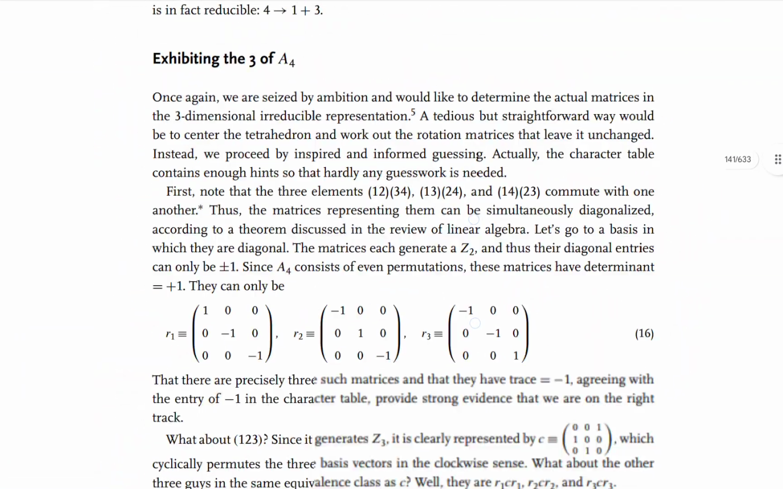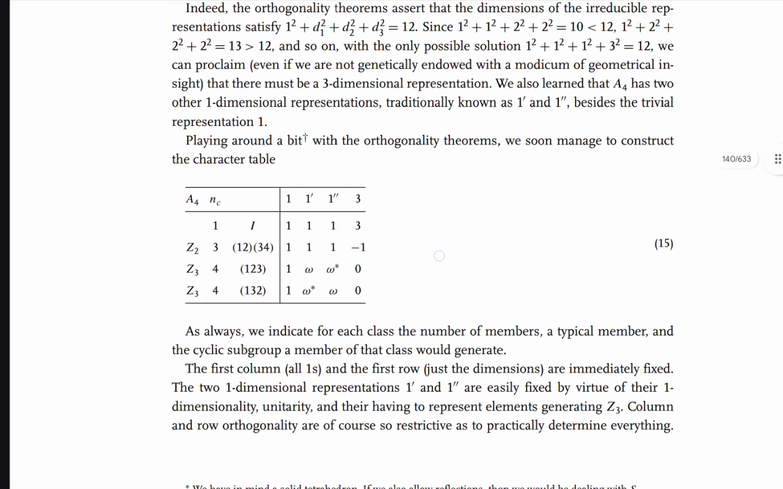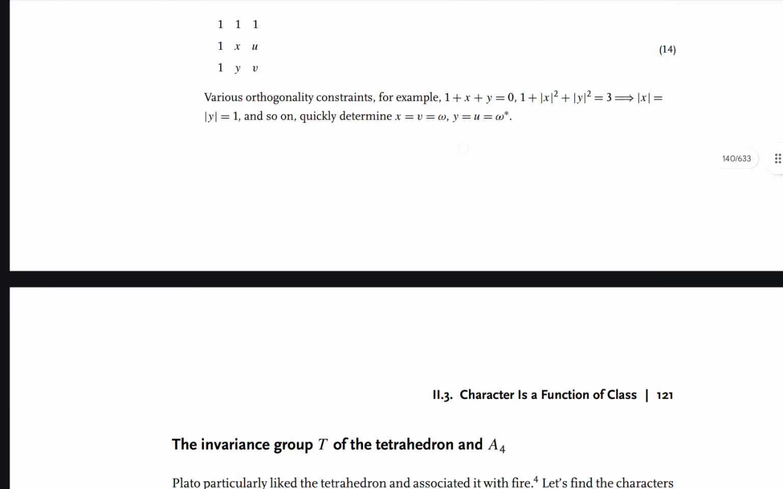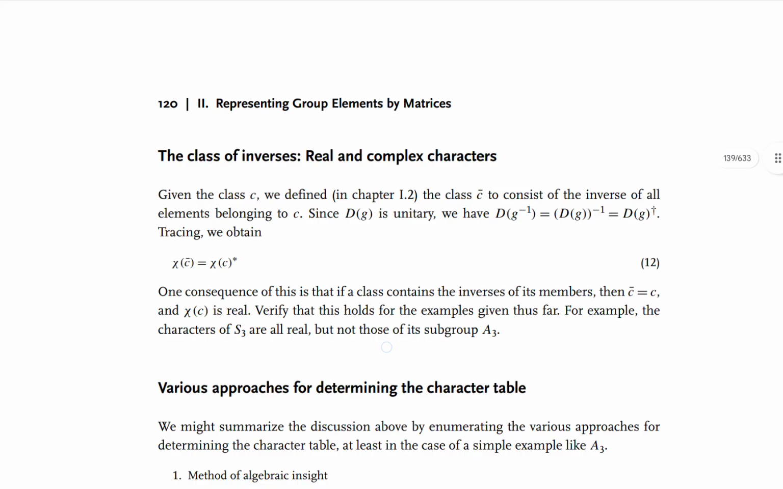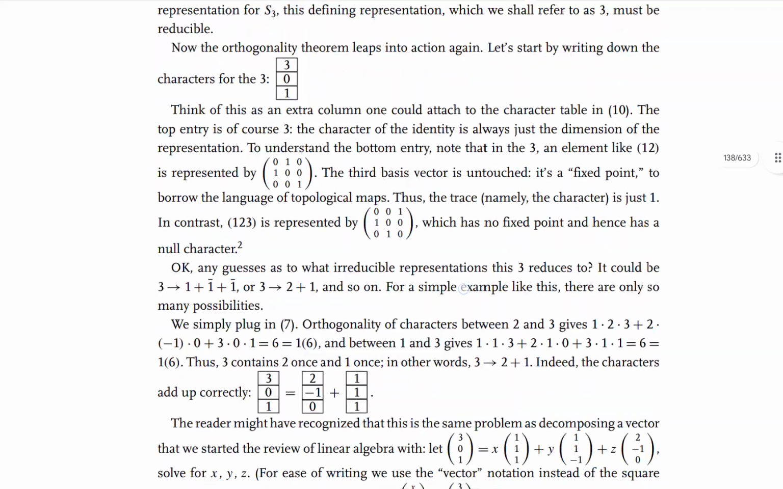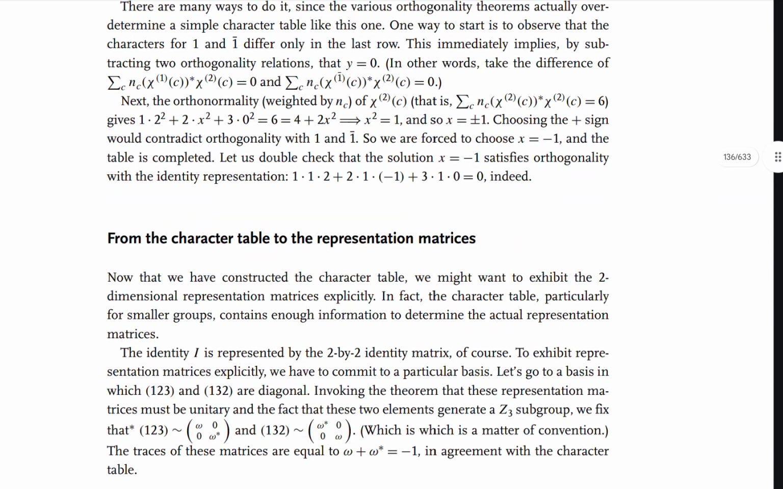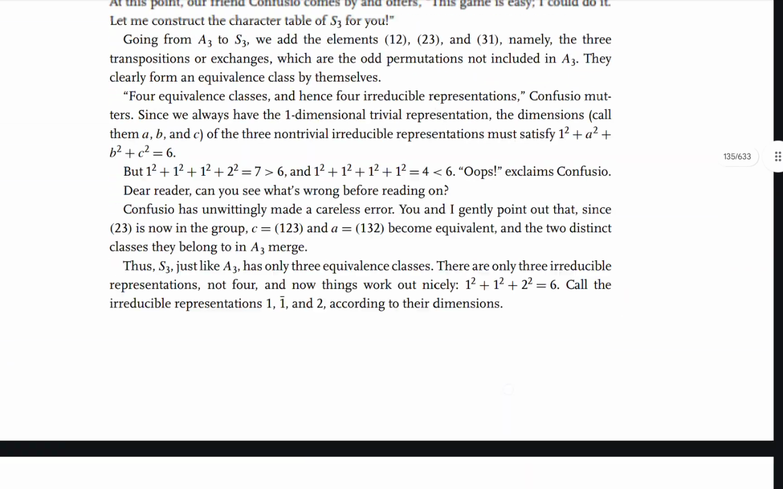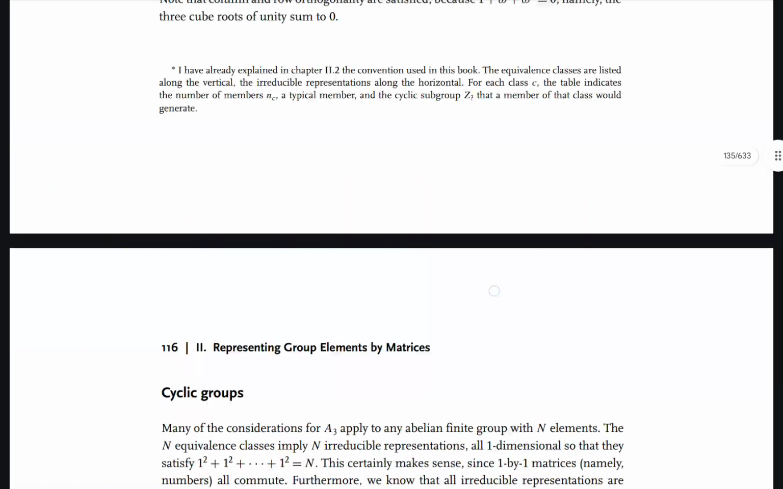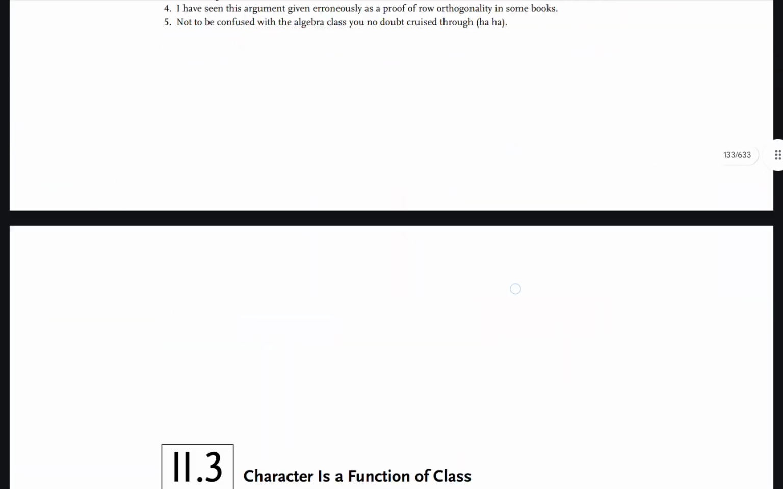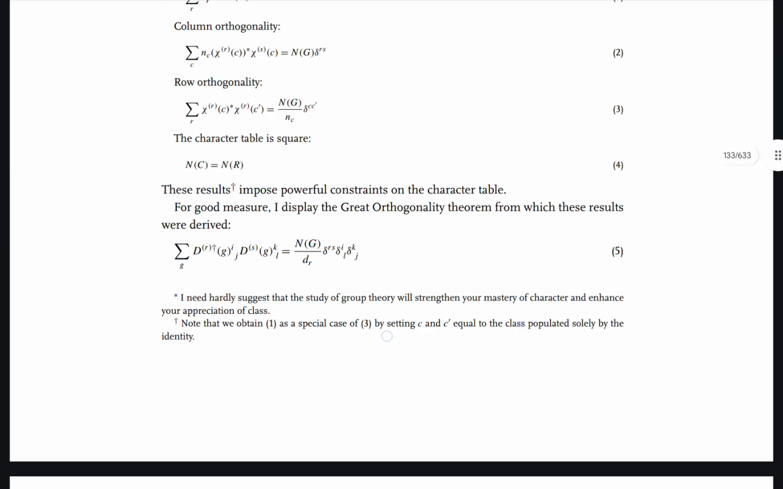What is this thing, by the way? Exhibiting 3 of A4. What is this A? I know S1, 2, 3, 4. Now what is this A? I don't know. Tetrahedron A4. Okay, somebody was talking about it in my class today, with this tetrahedron and stuff. A3, A1, A2. I want to see now.